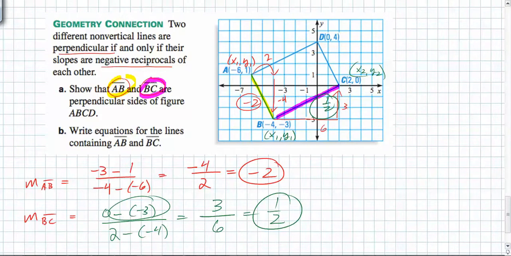So are they perpendicular? Are they negative reciprocals of one another? Well, what's the reciprocal of 1/2? Well, that's 2. Opposite of 2 is negative 2. So yes, they are perpendicular.